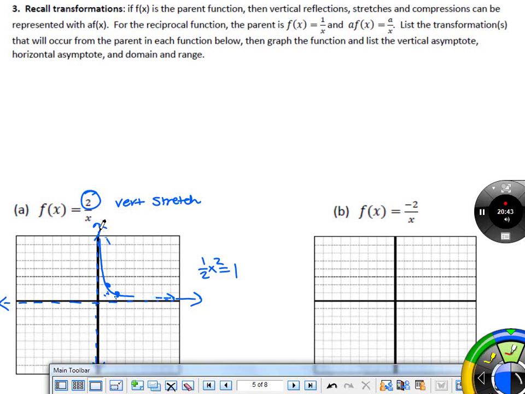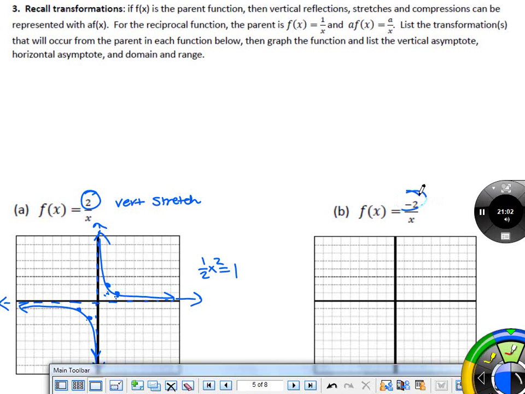And on the other side, you kind of have some symmetry. This one's stretched so that it's 2 units away, and this is 1 unit away. And 2 points is good enough on each side, now that we know the shape. So if you know your transformations and you know what the reciprocal parent function looks like, these will not be very bad.